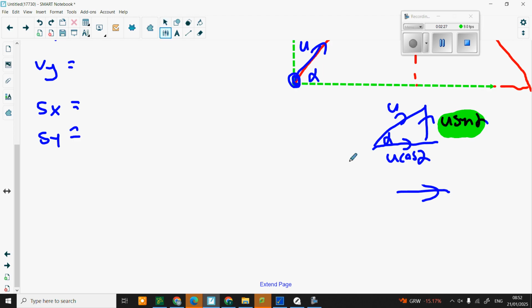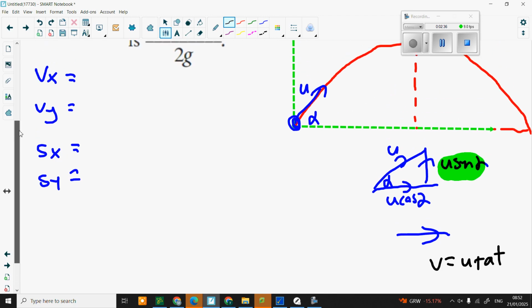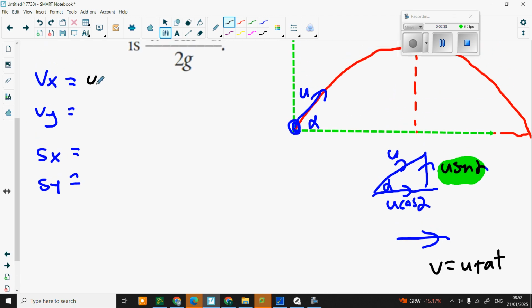Now we're going to use the formula v equals u plus at. And we're going to figure out what vx is. Are we using v equals u plus at? Now, what's vx, guys? u cos alpha. Any acceleration? So it'll be plus 0t, won't it? Which is plus u cos alpha, yeah?